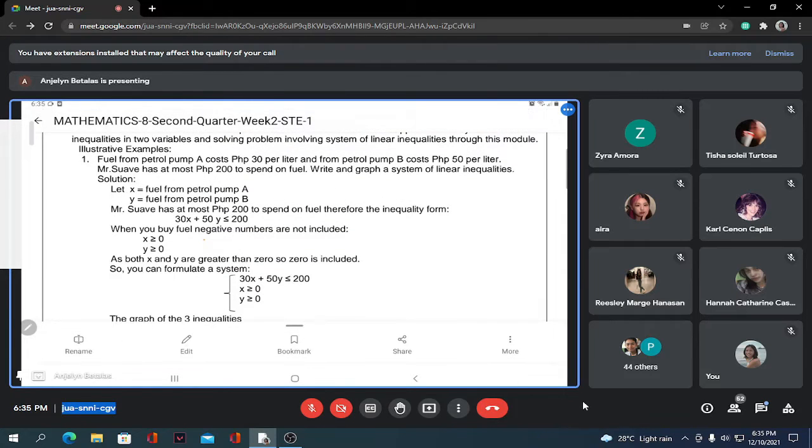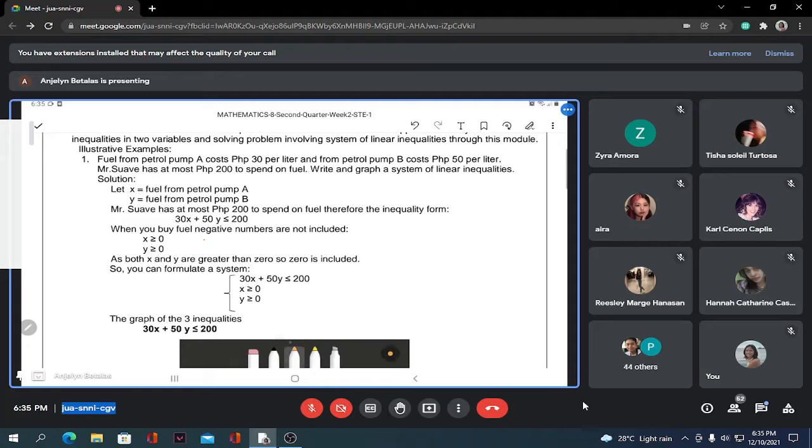So here, 30 per liter for pump A. So it becomes 30x. 30 is the cost, times the amount of fuel from petrol pump A. Then 50 pesos is the cost of petrol from pump B, so times Y, that gives the amount. Okay? And has at most 200 pesos.